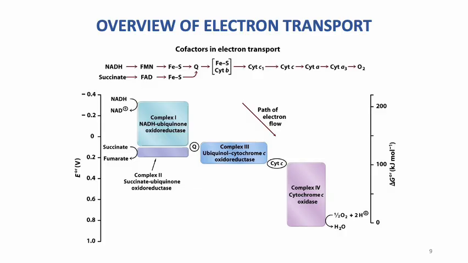As the electrons pass in the carriers, as you see, they lose some of their energy, and this energy will be used in the creation of a proton gradient. When this proton gradient is dissipated, it will result in the production of ATP. I'll be discussing these details as I go through.